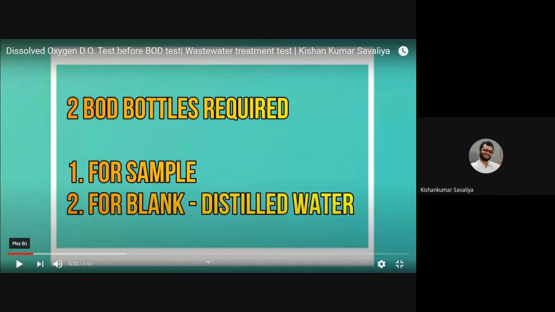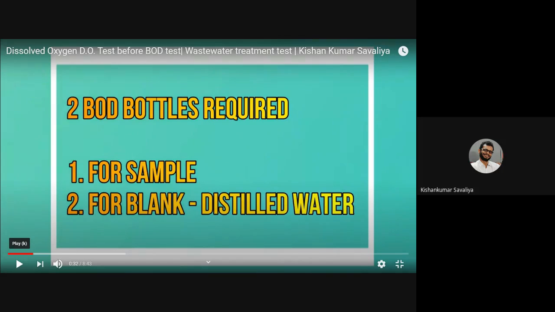Second one is for the blank. Blank is nothing but distilled water. So we will perform the test on the sample versus the distilled water also, and we will compare both readings and say whether it is within the limit or not. So we will require two bottles for the comparison purpose. One is for the sample, second one is for the blank. In short, when I mention the sample, that means your wastewater sample, which is collected from the treatment plant.